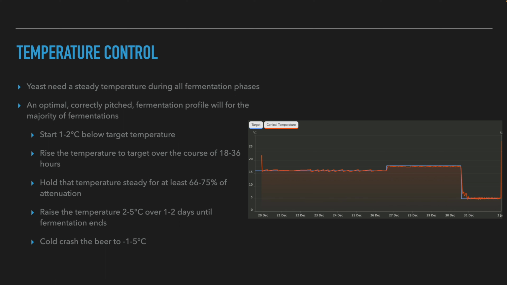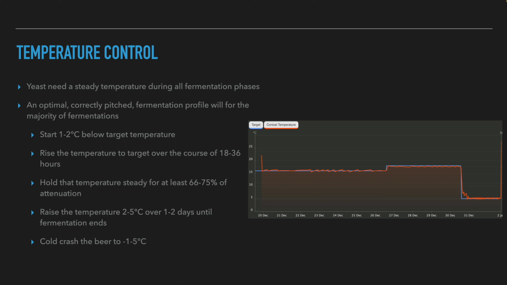Like I said, the yeast needs a constant temperature during fermentation. If we have an optimal amount of cells and nutrients, a good fermentation profile for most ale fermentations would be to start with a temperature 1 to 2 degrees below the main fermentation temperature. The reason for this is that we want to slow down the activity of the yeast during the lag phase so that as few off flavors are formed as possible.